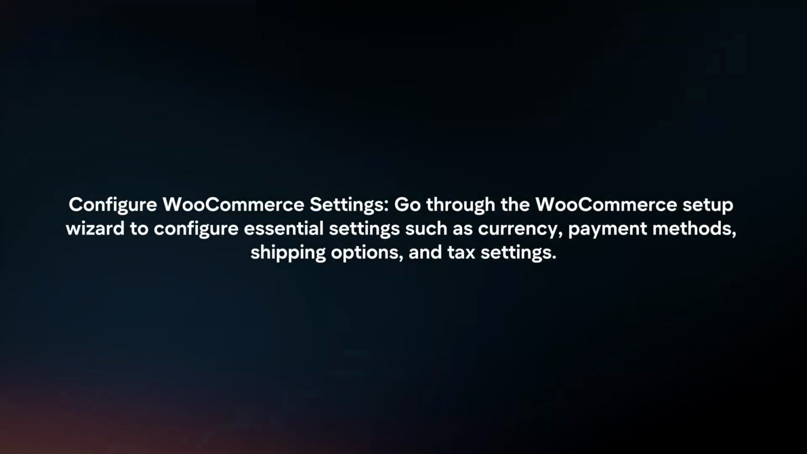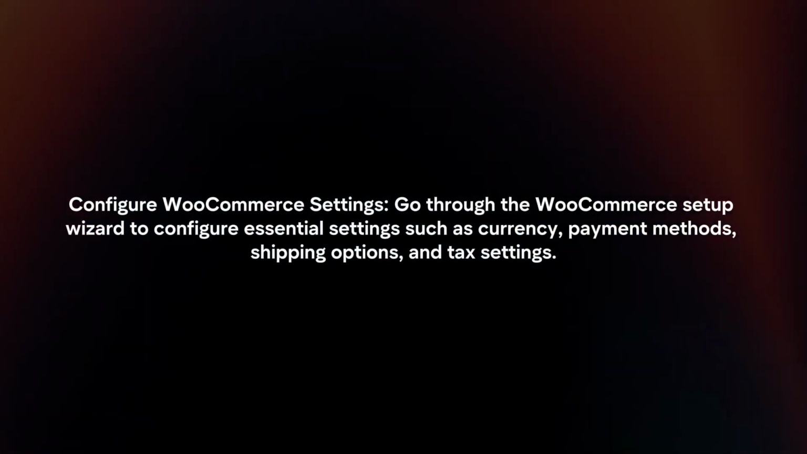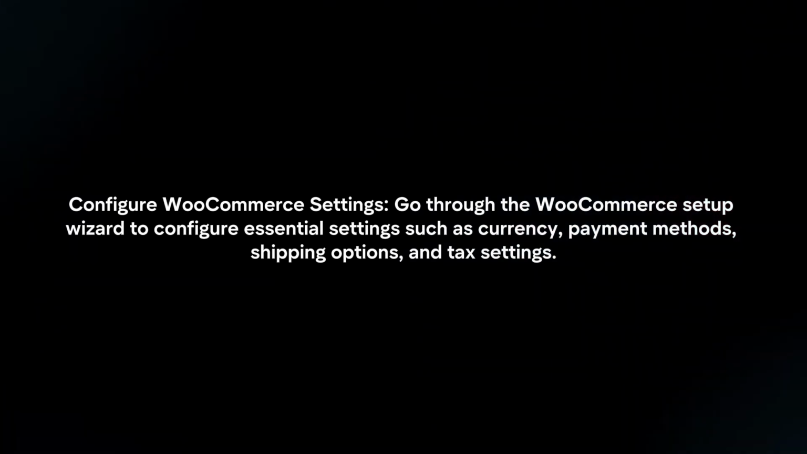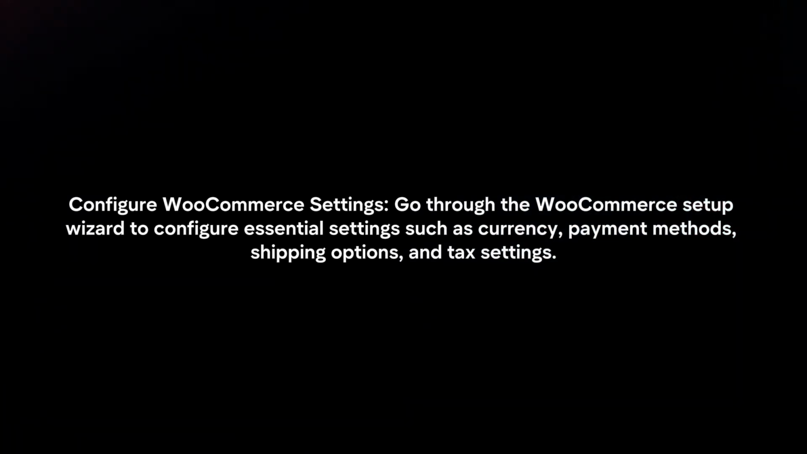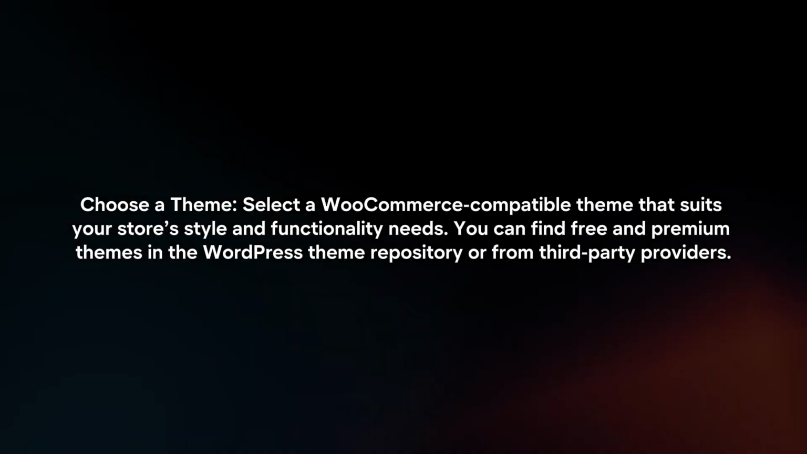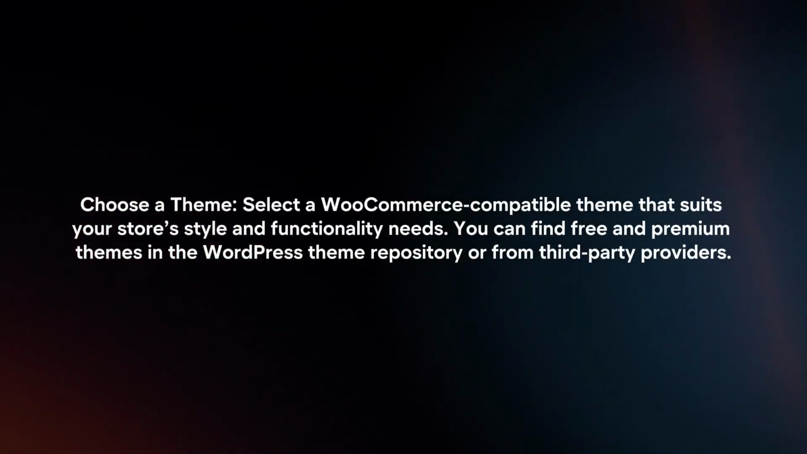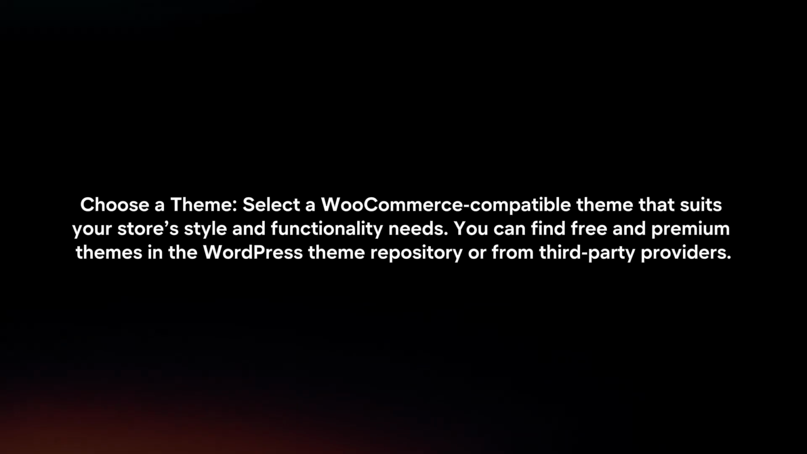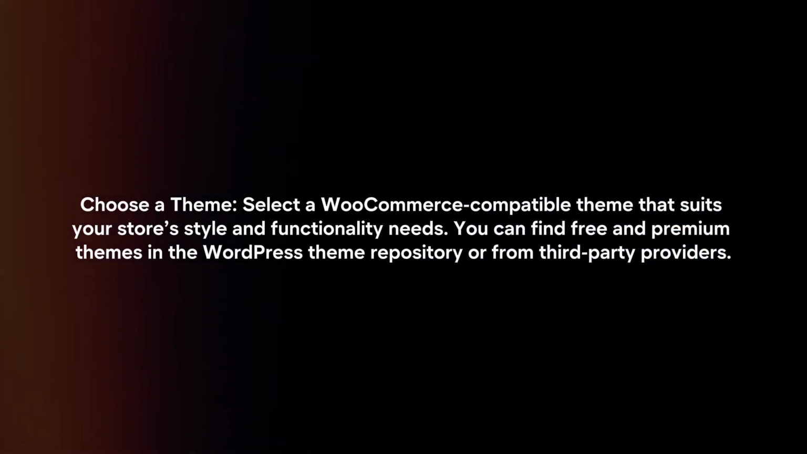Go through the WooCommerce setup wizard to configure essential settings such as currency, payment methods, shipping options, and tax settings. Choose a theme. Select a WooCommerce compatible theme that suits your store's style and functionality needs. You can find free and premium themes in the WordPress theme repository or from third-party providers.